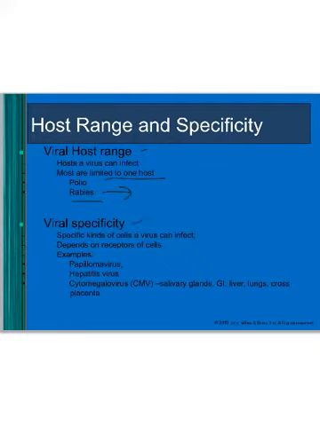Okay, now viral specificity is what kinds of cells it can infect. It really depends on the receptors that are on the cell. Viruses can be very, very specific to what cell type, whether it's epithelial tissue, or connective tissue, or nervous tissue.